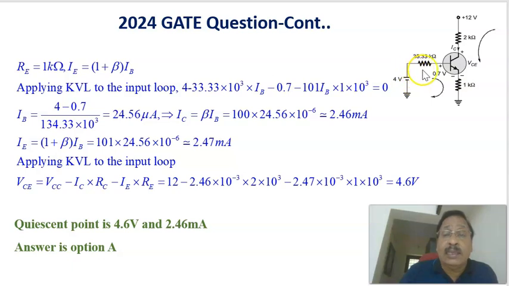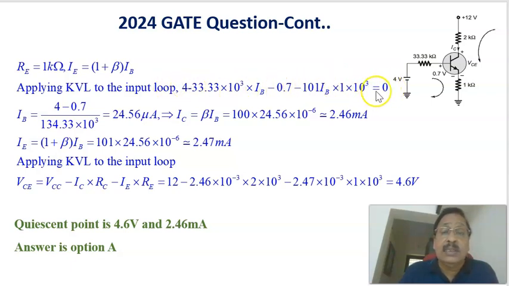Now we are going to apply Kirchhoff's voltage law, KVL, to this input loop. Applying KVL to the input loop, we get 4 volts minus the drop across this one, 33.33 kilo ohms into 10 raised to 3 into the base current IB, then the drop of 0.7 volt, so minus 0.7. Then the drop across this one, with beta equal to 100, is 101 IB into this resistance of 1 kilo ohm, and that equals 0.